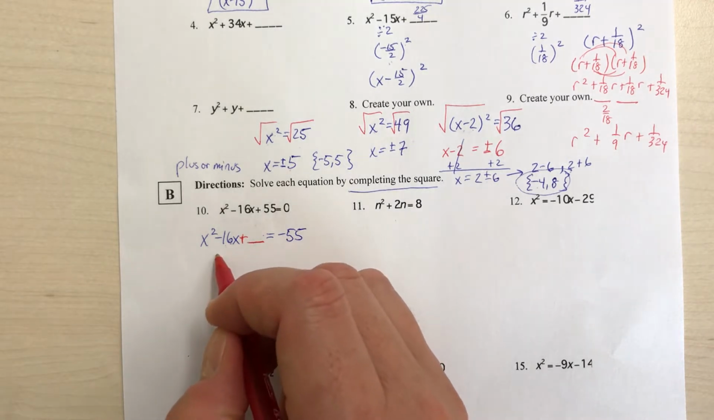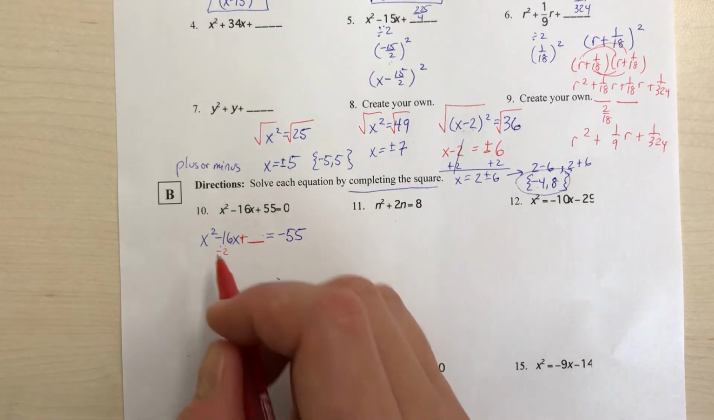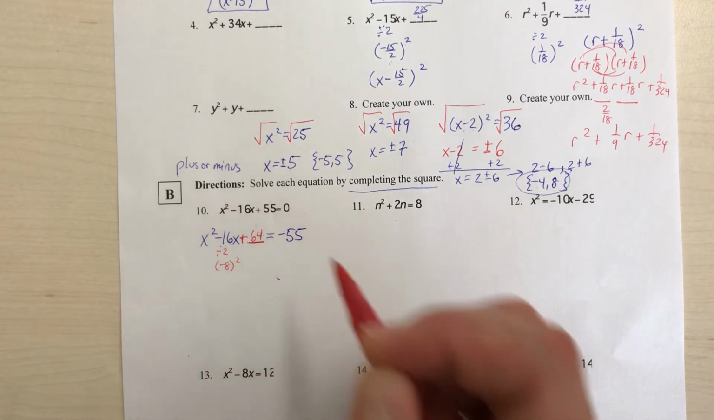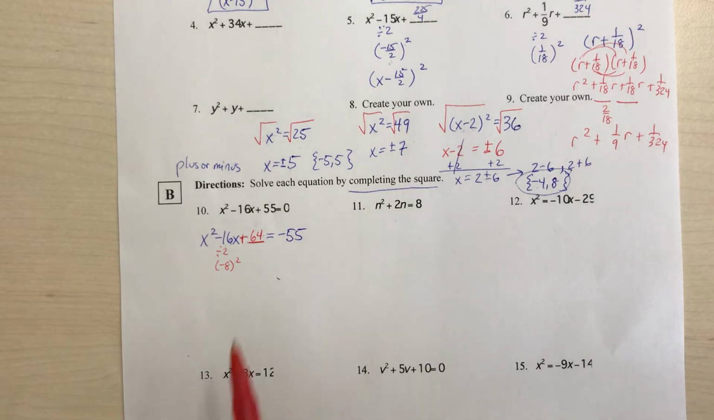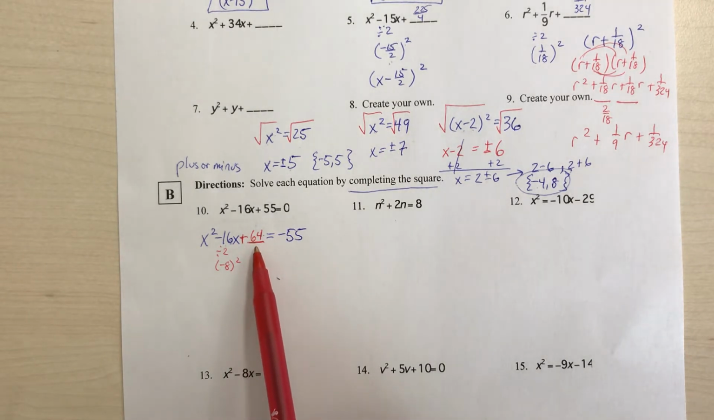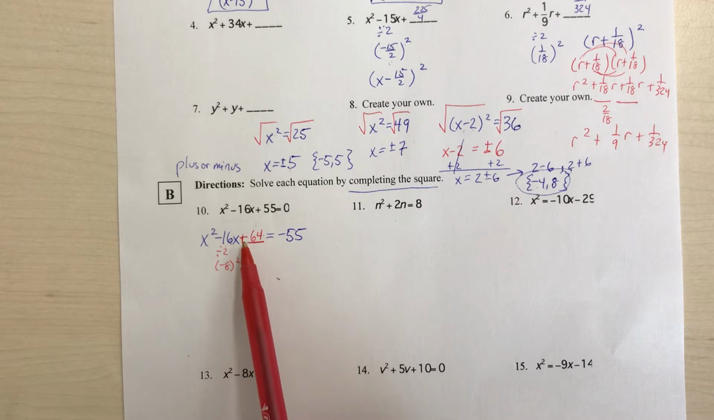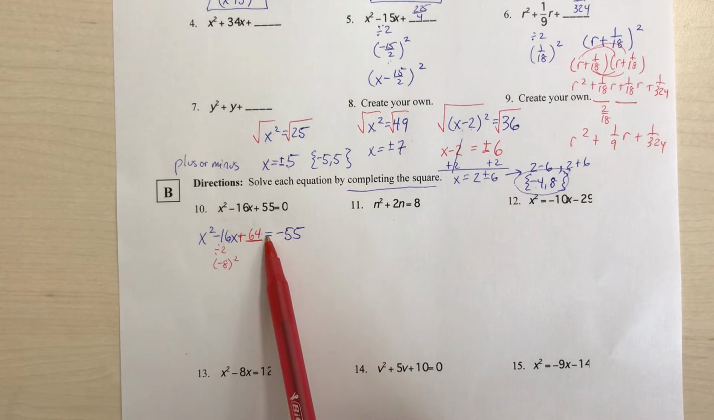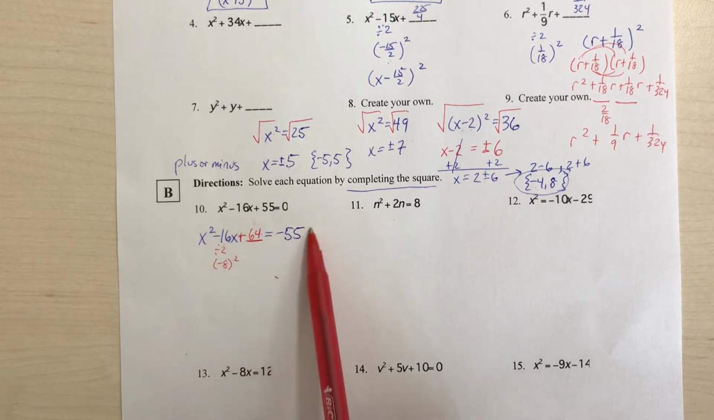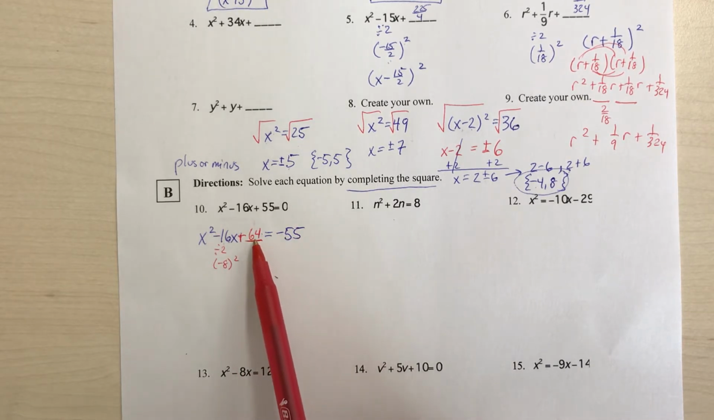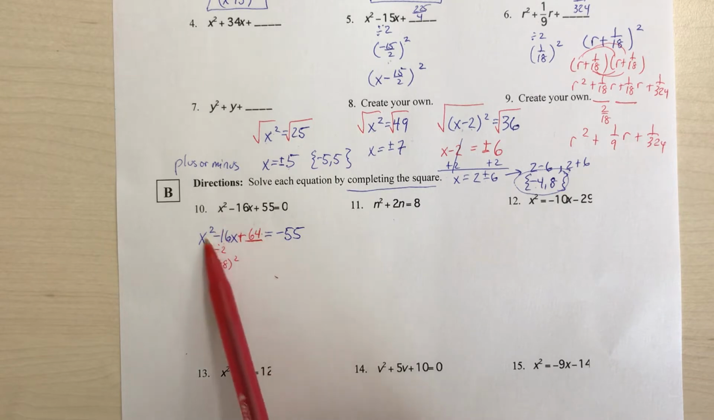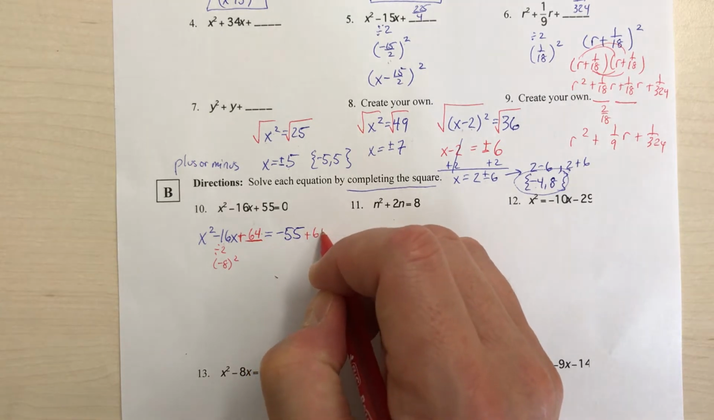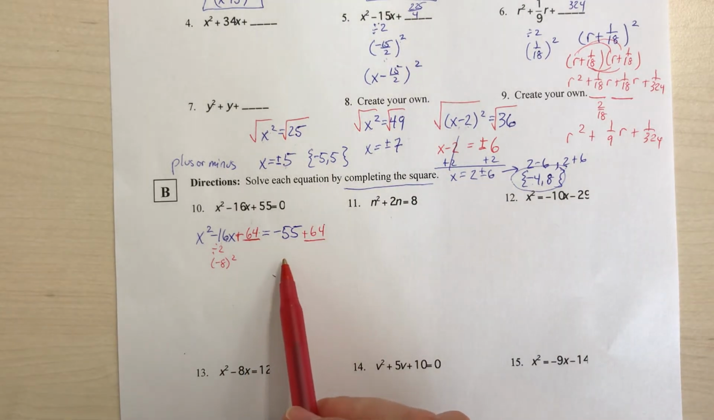Well, we would divide by 2. We're going to complete the square. That's negative 8. And when we square that, we get 64. Okay, now here's the catch. I can't just add a number to one side of the equation unless I do it to both sides. Remember that equals means balance. The left and the right have the same value. So if I add 64 to the left, I have to add the same thing to the right. So I am going to add 64 also to the right side.